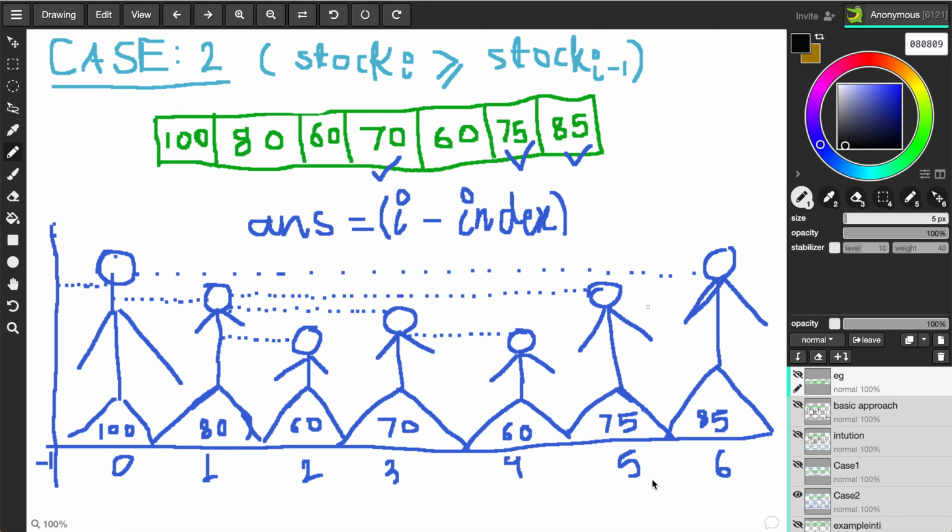Let's talk about case 2. In case 2, what we see is that the stock on the current day is greater than or equal to the stock on the previous day. So in that case we'll need to keep going backwards until we find an element whose value is greater than the current day's stock. So in this case, what we are seeing is that for each particular day we need to traverse back. The only optimization that we can do here is if we are able to find a way so that we don't have to traverse back till the end for each of the elements. So let's see what we can do.